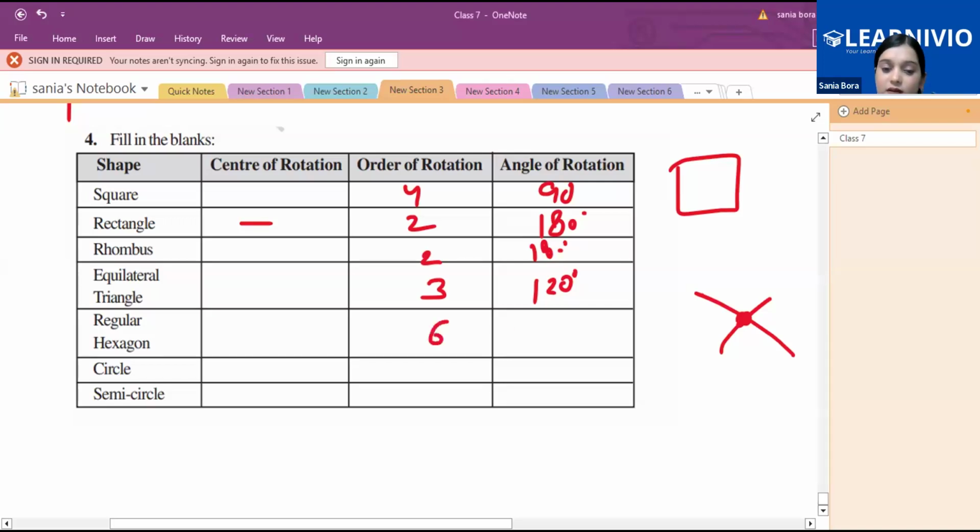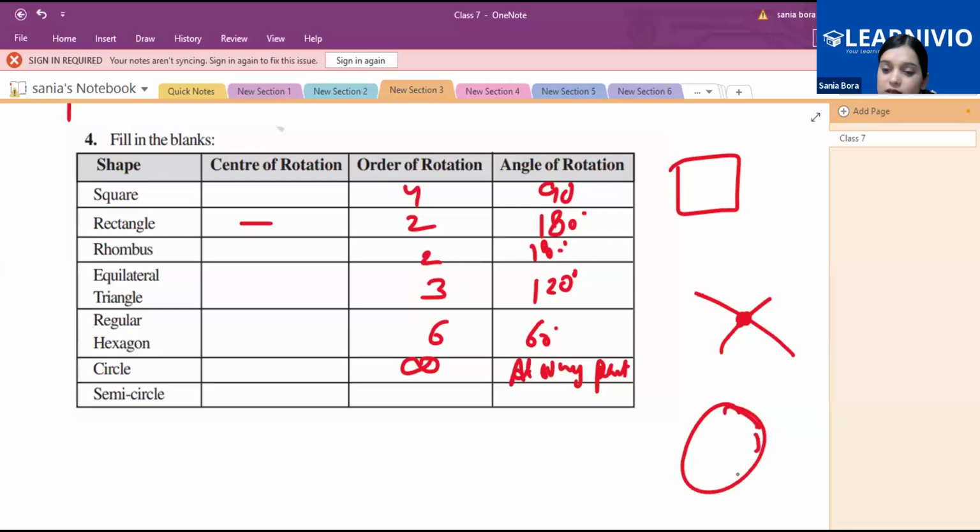Hexagon is 6, and what would be the answer? 60, right? Yes, ma'am. Then circle, infinite order of rotation. And angle of rotation, every point you can use, any point, even at very low decimal points. This would still be the midpoint of the diameter. Similarly here, and here 360, right?